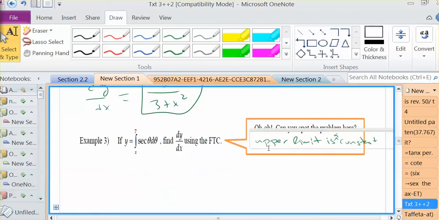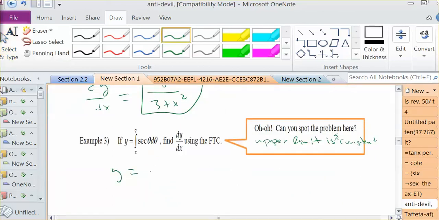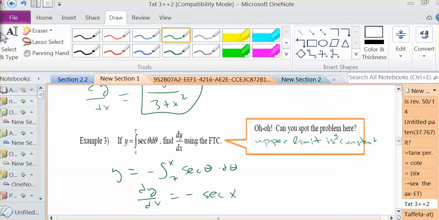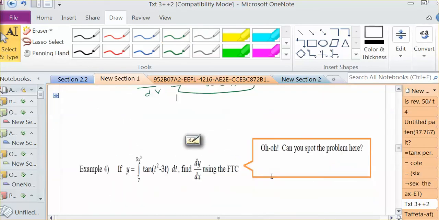So what I'll do is use one of the properties talked about in section 5.3. When you reverse the limits of integration, you change the sign. And of course, now when I do my derivative, it's going to be negative secant x. So not too big of a deal when it's reversed. Just got to keep in mind that you just change the sign of your result.